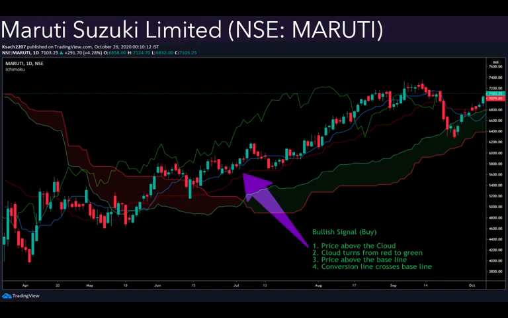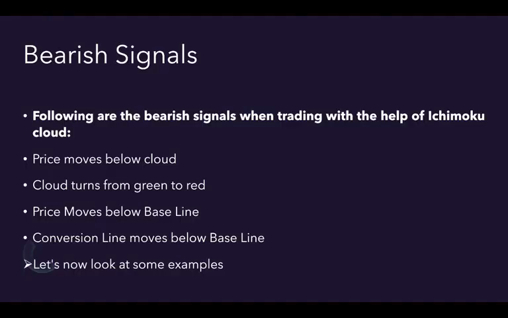Now we discussed the bullish signals. Now let's go to the bearish signals. So bearish signals are nothing but just the opposite of bullish signals. So the price moves below the cloud. The cloud turns from green to red, as against red to green. The price moves below the baseline and the conversion line moves below the baseline as well.